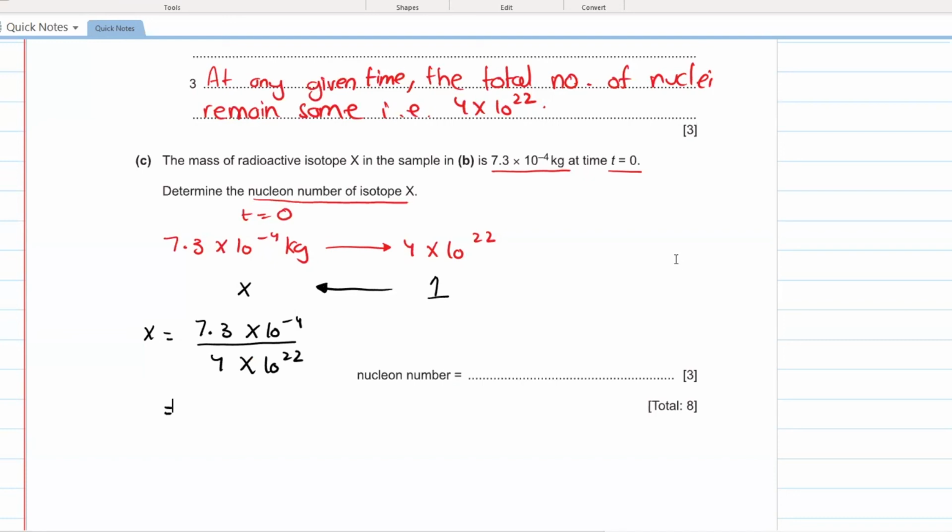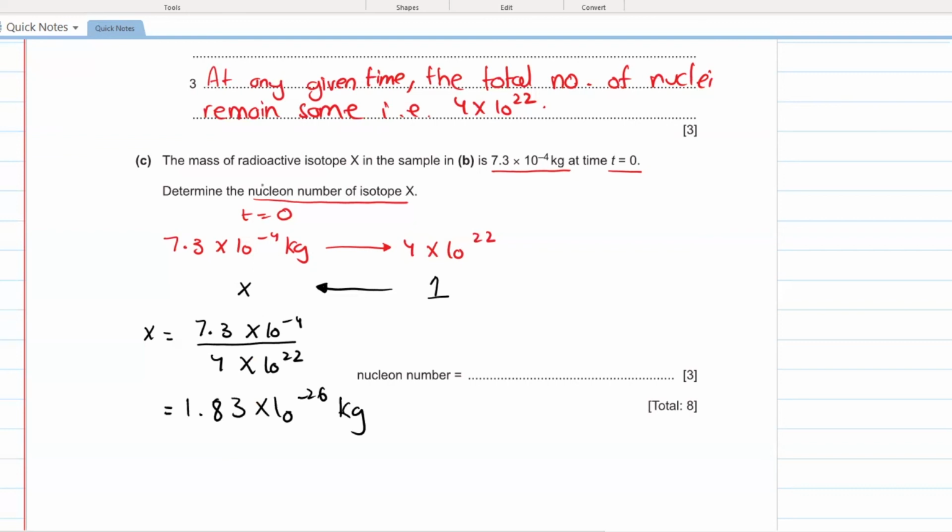Let's see: 7.3 into 10 raised to the power of minus 4 divided by 1.6, divided by 4 into 10 raised to the power of 22. This comes out to be 1.83 into 10 raised to the power of minus 26 kg. This is the mass of one nuclei.